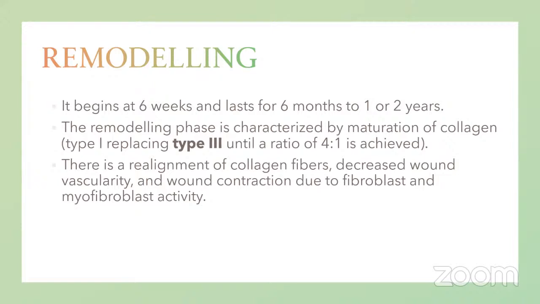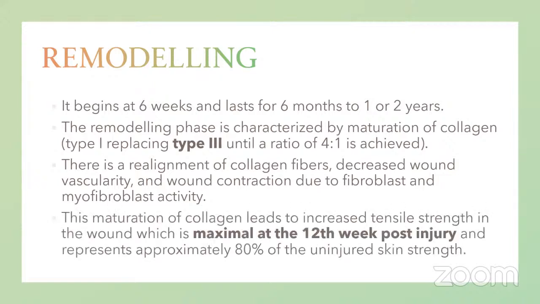So remodeling phase, one thing, this ratio we have to remember, type 1 to type 3. We have to also remember about fibroblast and myofibroblast activity. Maturation of the collagen leads to increased tensile strength in the wound, which is maximal at the 12th week post-injury and represents approximately 80% of the uninjured skin.